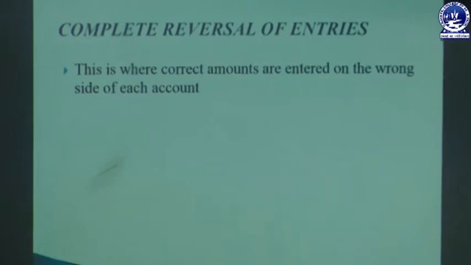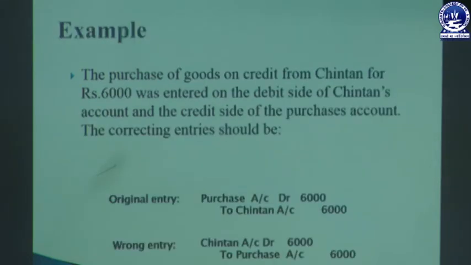The last one is complete reversal of entries. This is where correct amounts are entered on the wrong side of each account. So when the correct amount is entered but on the wrong side of each account, it is called a complete reversal of entries. For that, there is one example.